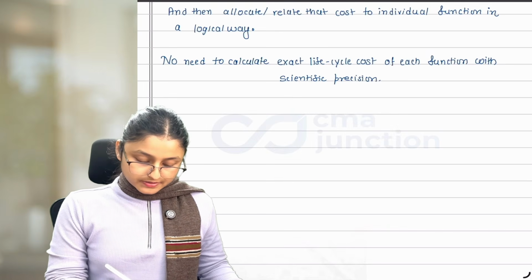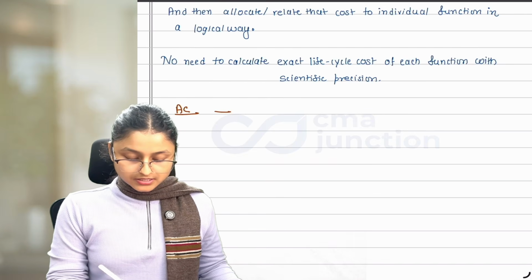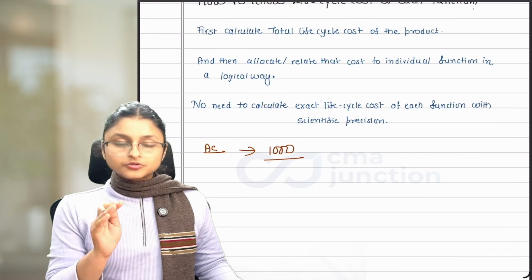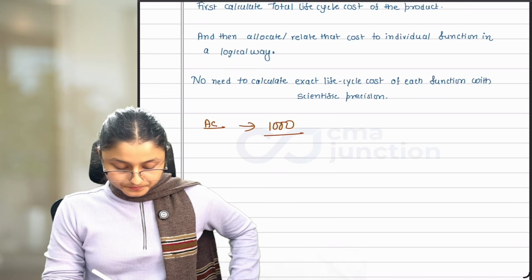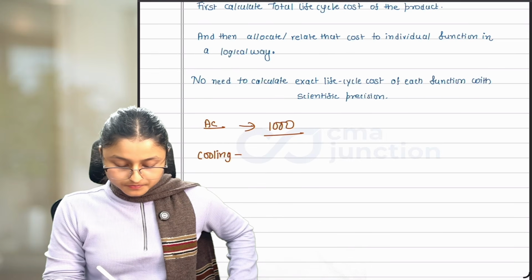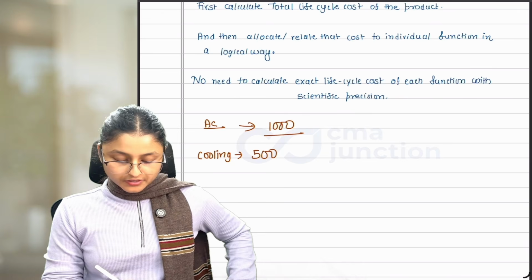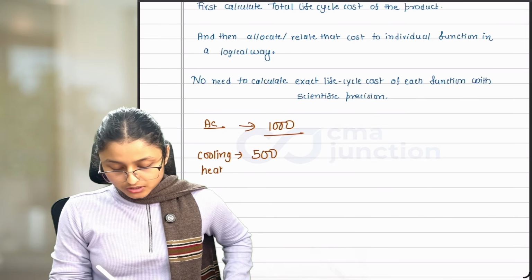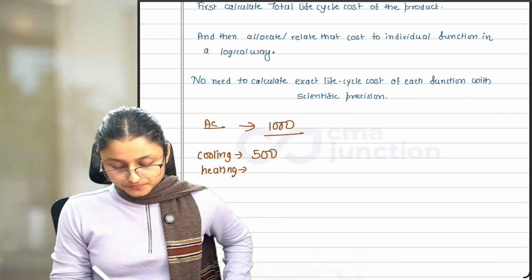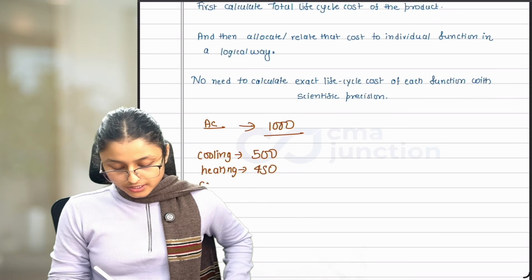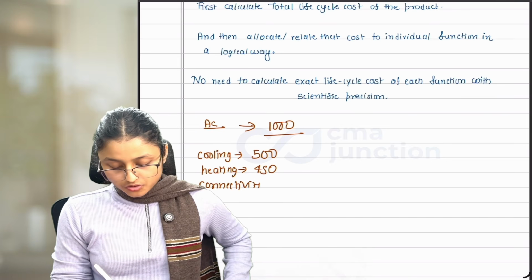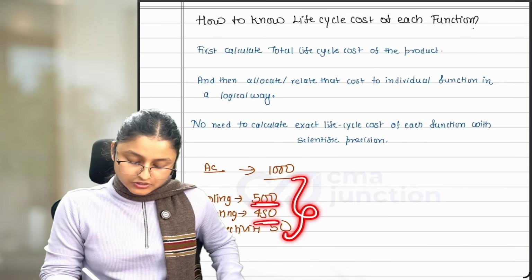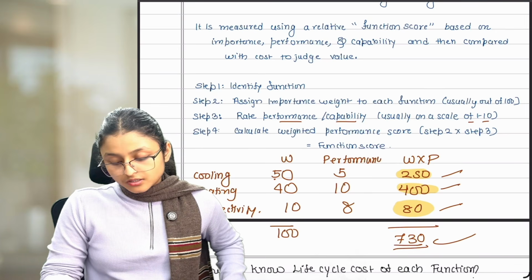So for the AC example only, let's say the life cycle cost of my AC is 1000 rupees. Now, for cooling function, we have a cost of 500 rupees. I'm distributing that on a logical basis. For heating function, our cost is, let's say, 450 rupees, and for connectivity function, our cost is 50 rupees. Done. So now I know the total life cycle cost of each function, and I know the function score for each function.